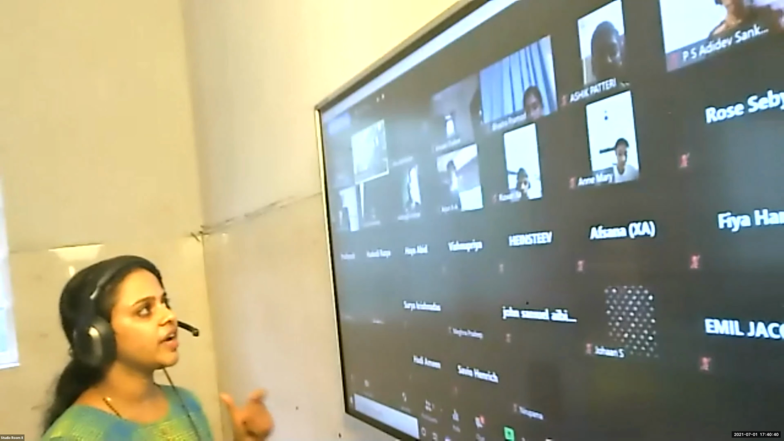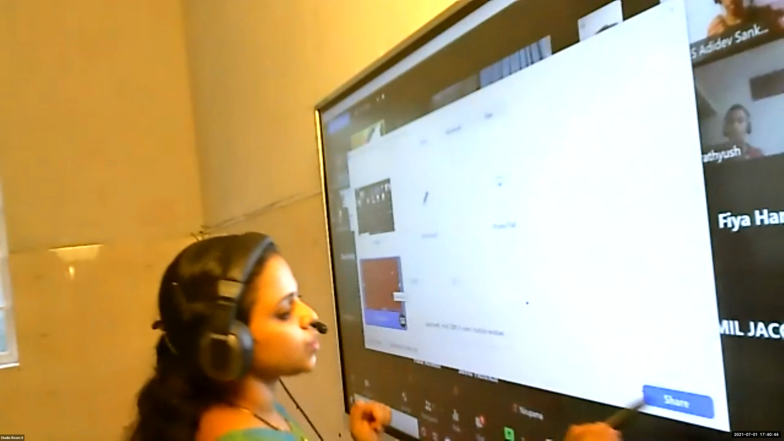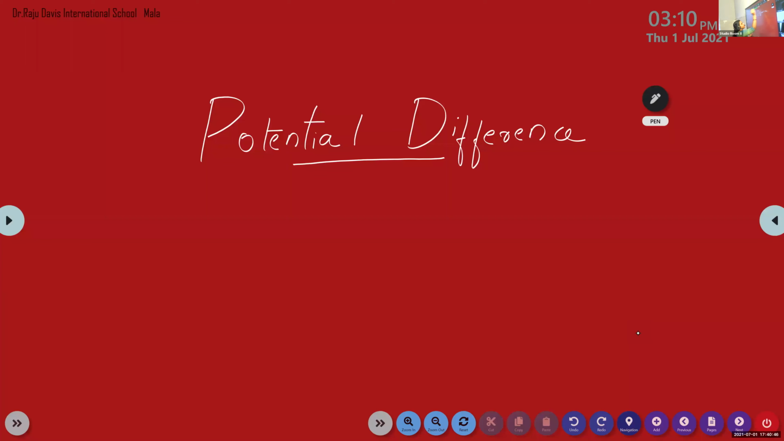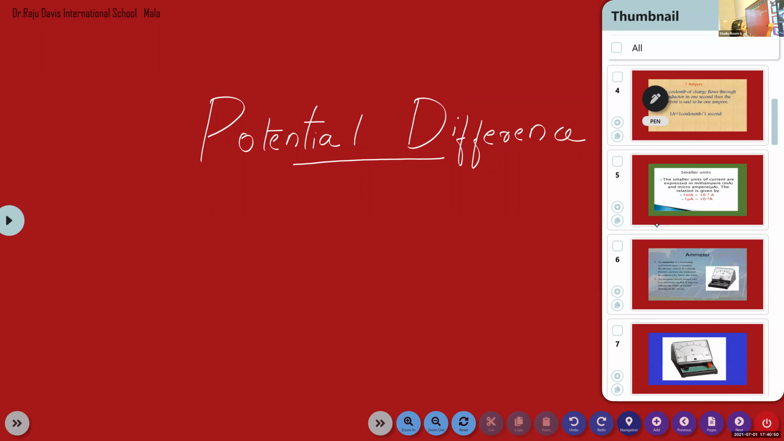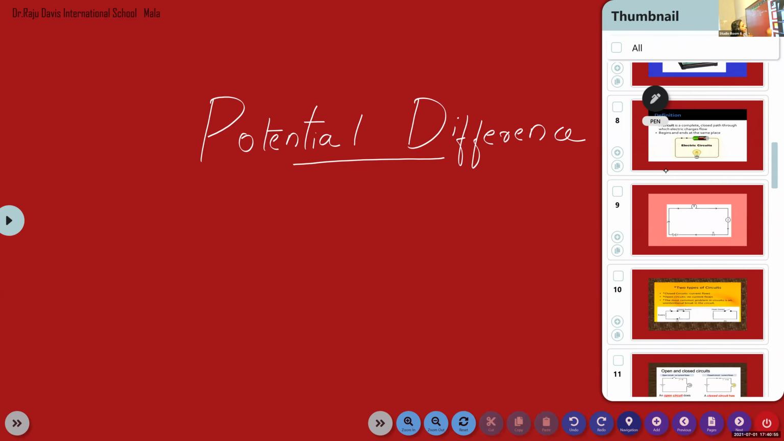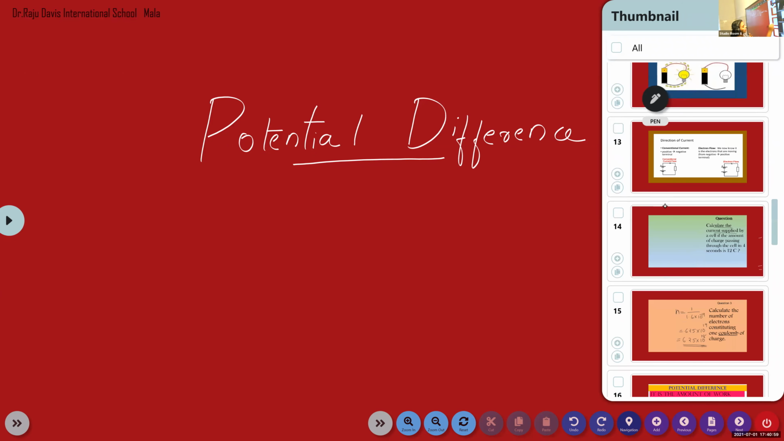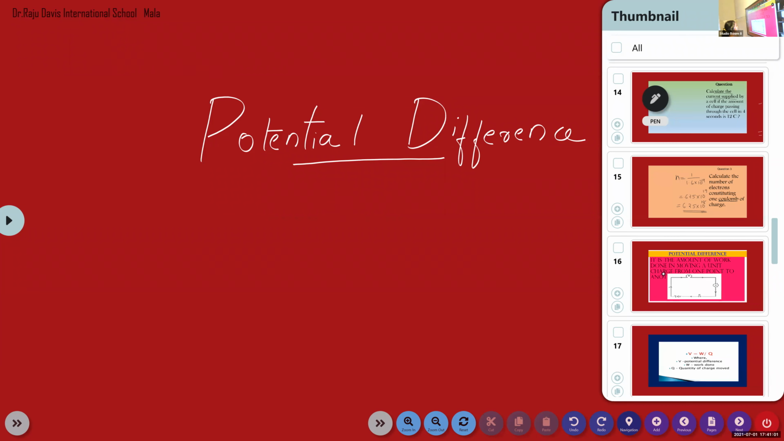Here we are going to find a definition for this voltage. So the terms electric potential, potential difference and voltage are all the same. They represent the same physical quantity. So now we can define what we mean by potential difference or electric potential or voltage.